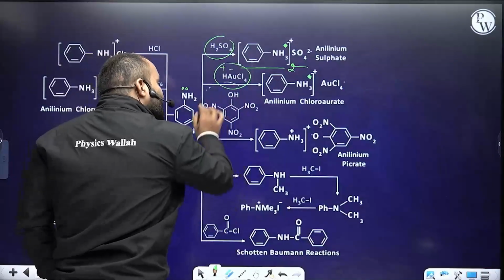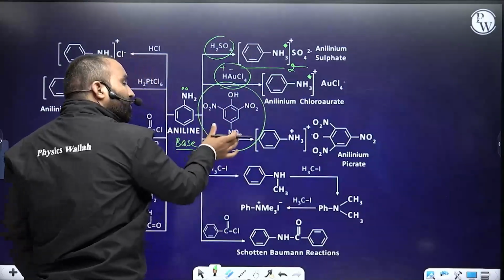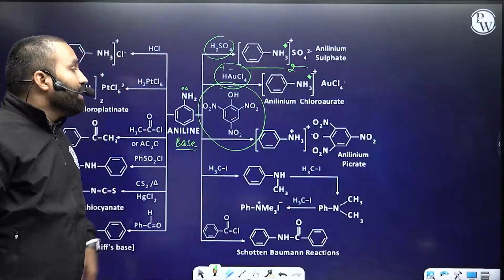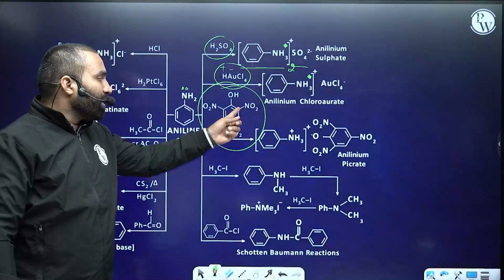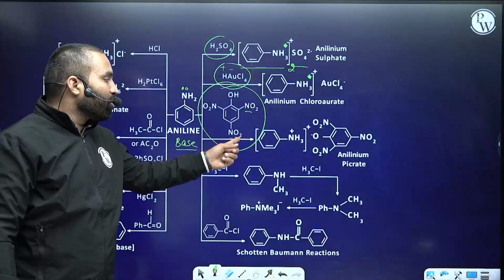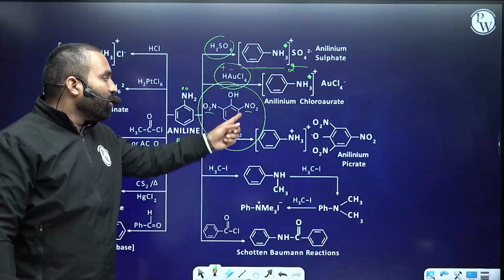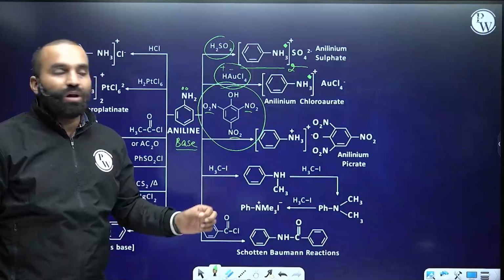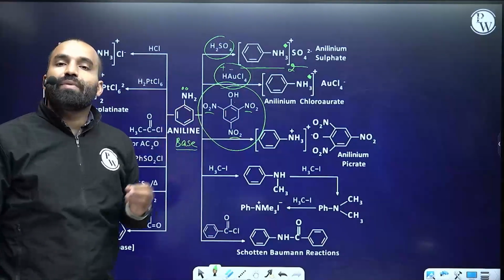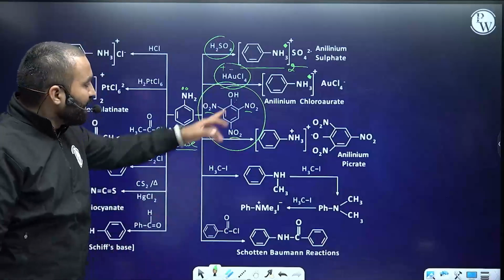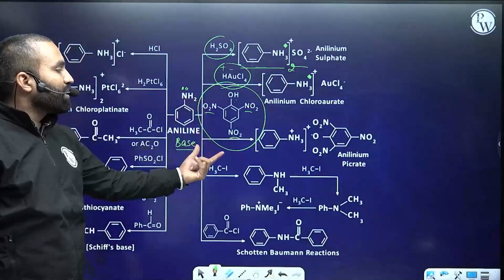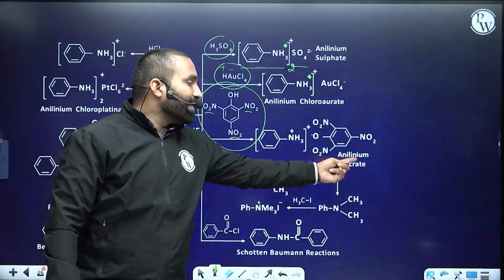Sir, why is this an acid? Why are you reacting it with phenol? Is phenol an acid? Phenol is generally not an acid, but if you attach so many electron withdrawing groups, specifically nitro on ortho and para position to the phenol, this OH becomes extremely acidic in nature. This hydrogen and the NH2 now start reacting with each other to form anilinium picrate.